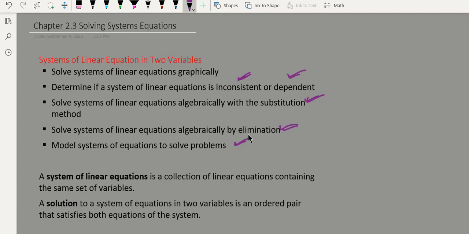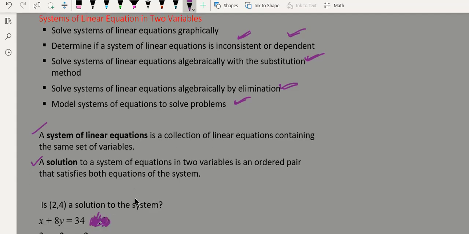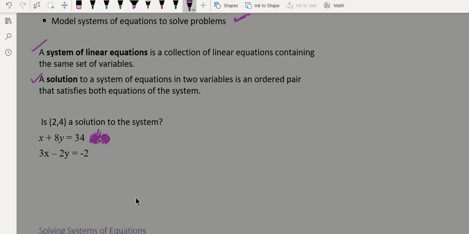So what is a system of linear equations? It is a collection of linear equations containing the same set of variables. And a solution to a system of equations in two variables is an ordered pair that satisfies both equations of the system. So let's say we have the ordered pair (2, 4). Is this a solution to the system?